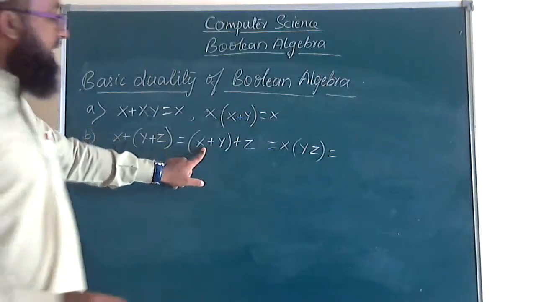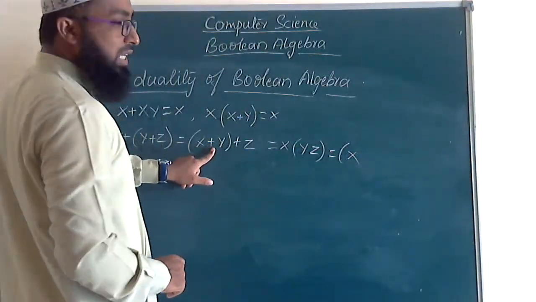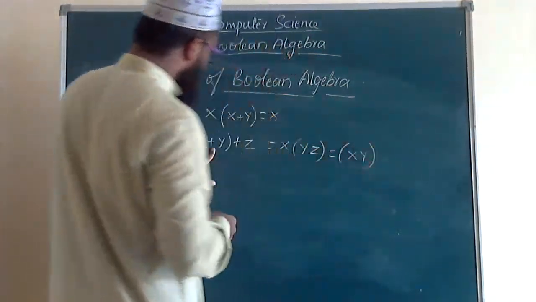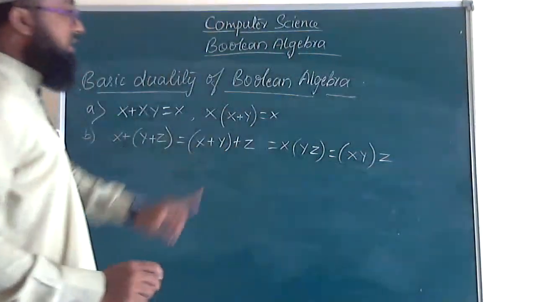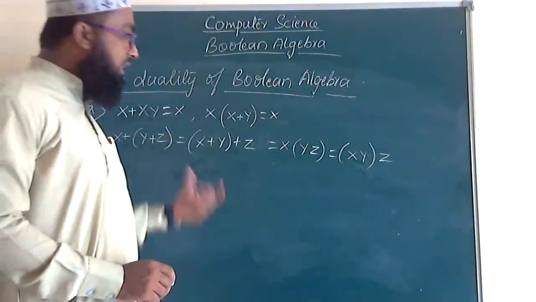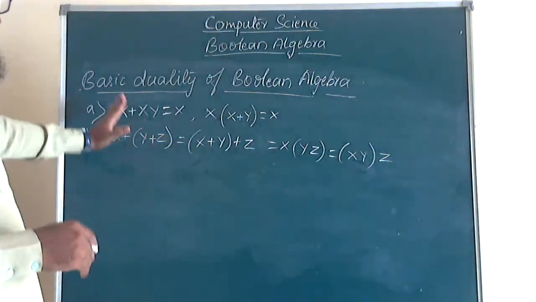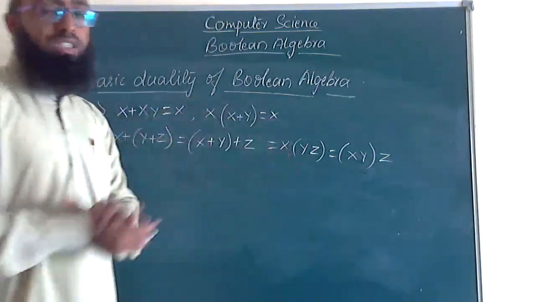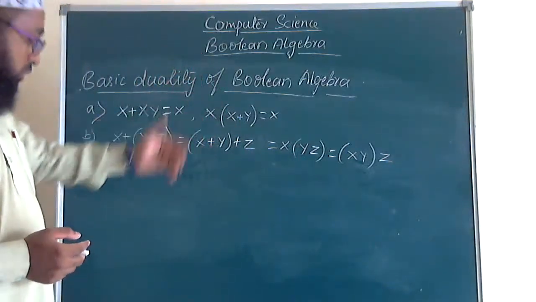Here x is there. Write down x. OR sign is there, change it to AND sign. Write down y. Here OR sign is there, change it to AND sign. Just write the z. Like this, we have to change every expression into its dual form. That is called basic duality of Boolean algebra. We have to change the Boolean algebraic laws into their dual form.